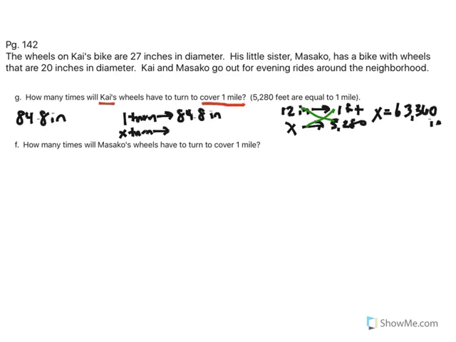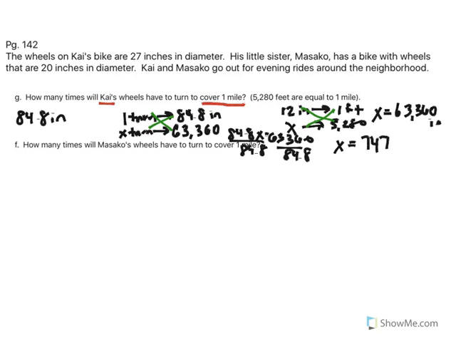So we're going to plug that number of inches into our ratio over here that we have set up, and we cross multiply. And we get 84.8x equals 63,360. Divide by 84.8, and we get x equals 747.